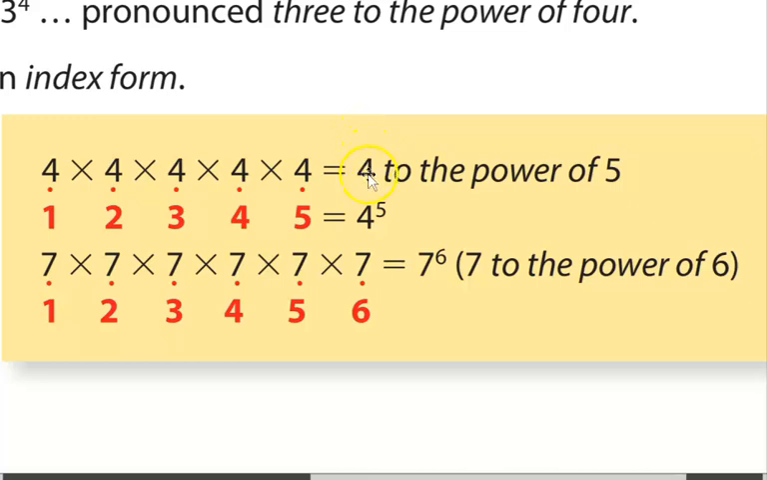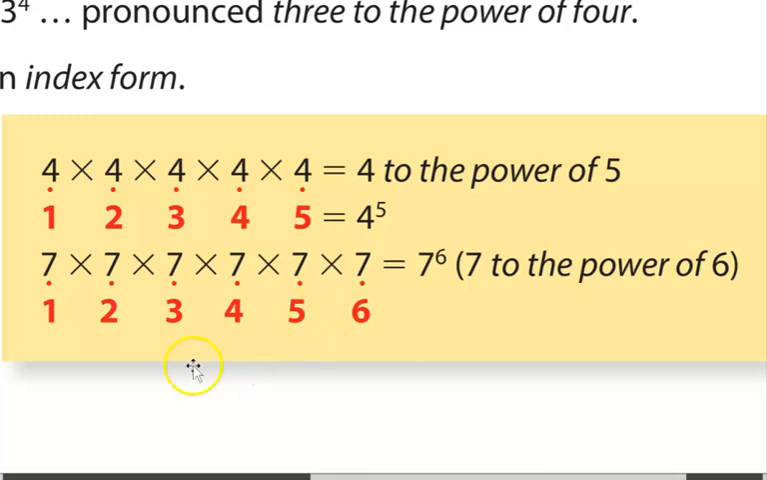So we say this is 4 to the power of 5, or we have a big 4, which is the base of 4, and the power or the index 5. So it does not mean 4 multiplied by 5, it means 4 multiplied by itself 5 times.